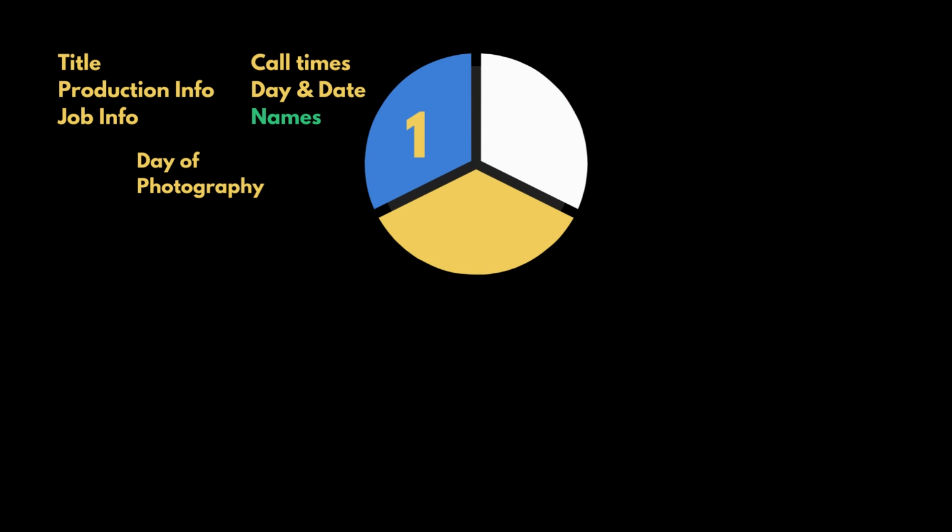Okay, so this first section is going to include the title, meaning the title of that form, the Script Supervisor's Daily Report or whatever you're going to call it, production information, the job information, the call times, the day and date, the names, and day of photography. Now, what I mean by names is the director's name, the UPM's name, the director of photography's name. Those are optional. Anything I put in green is going to be optional.